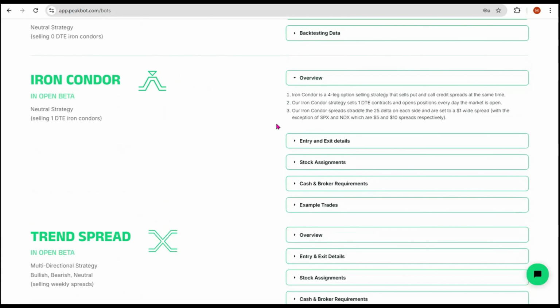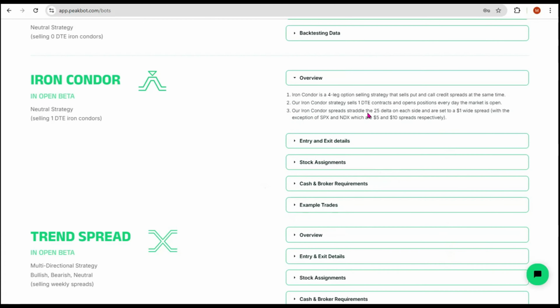Okay, it's a 4-leg option. Like I said, I do have a video on that. Very basic, selling put and call spreads at the same time on the same underlying asset. Their Iron Condor sells 1 DTE contracts.